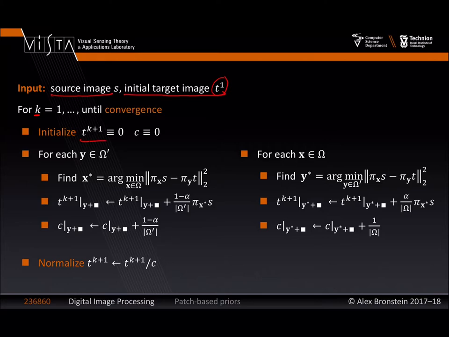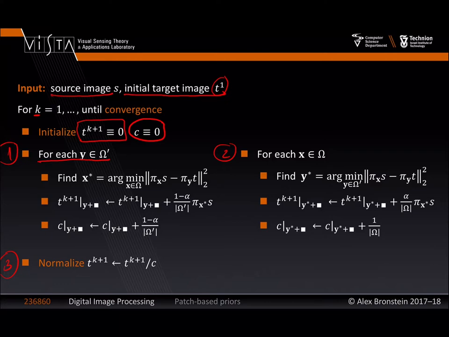Right. So I initialize my next iterate of the target image to be 0. Basically, all the pixels are 0. And I also keep something that will be holding the denominator of that fraction that I showed to you, an accumulator C. Okay? So then I do, this is 1, this is 2, this is the sequential process. So I do for every y in omega prime. So I'm going over all the points in omega prime. So in practice, it will be pixels. It will be a discrete set of points.